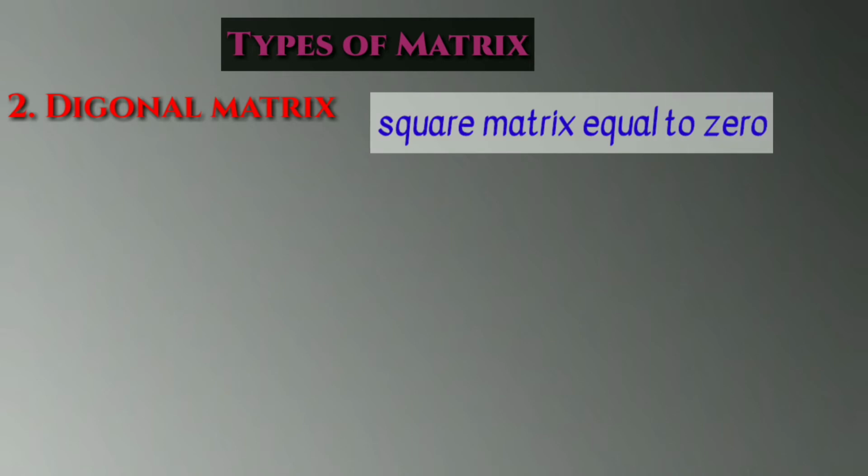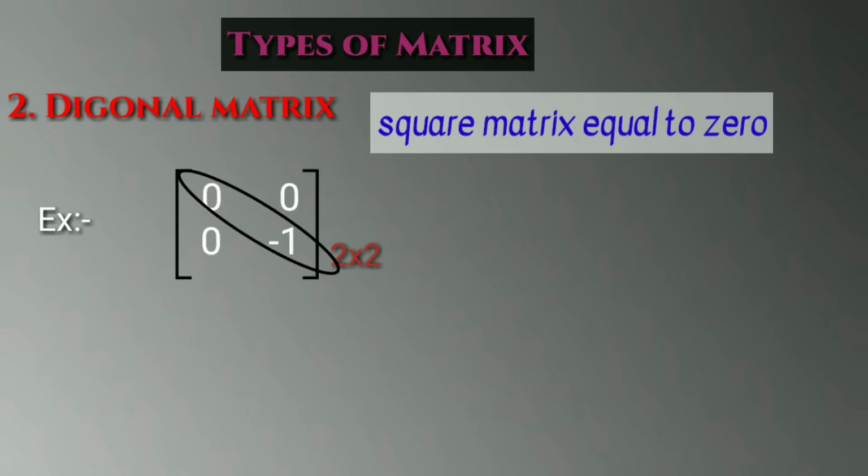The second one is the diagonal matrix. The definition: if each non-diagonal element of a square matrix is equal to 0, it is called a diagonal matrix. For example, take a 2 cross 2 matrix. Remember, a diagonal matrix is nothing but a square matrix, but we look at the diagonal. Here 0 and minus 1 are the diagonal, so it is called a diagonal matrix.